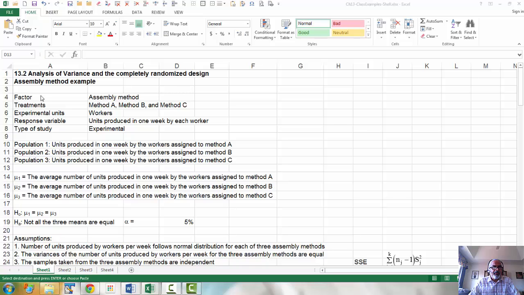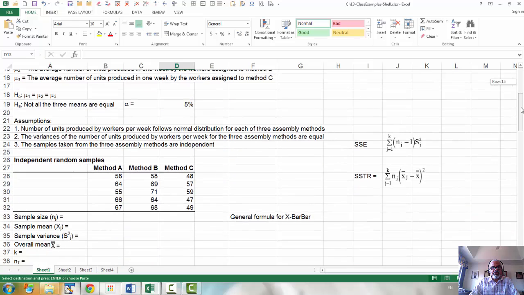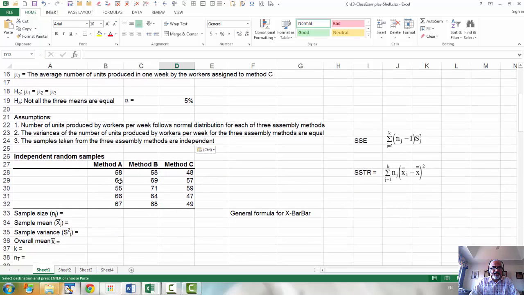Okay, here we've already defined what the factor, treatment, experimental unit, response variable, and type of study are. And we have the population mean, and the hypothesis and the assumptions are all set up. So now here is the sample data: number of units produced per week using method A, method B, and method C.